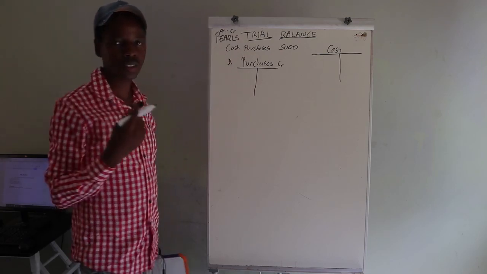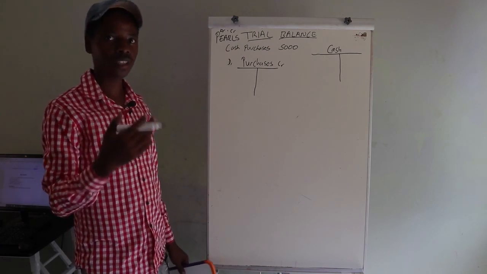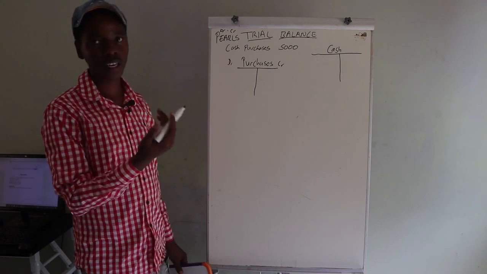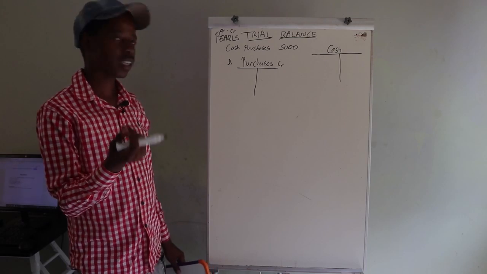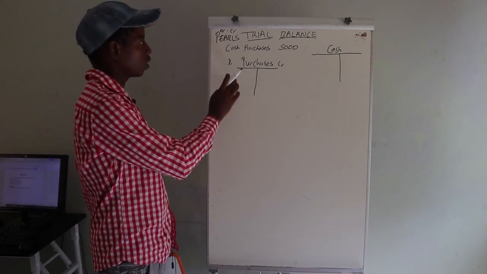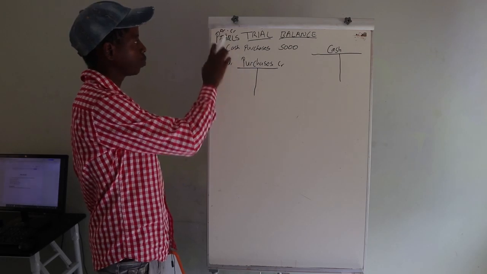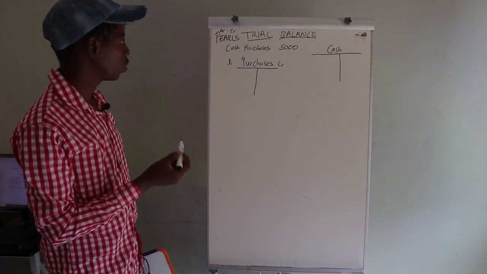So P is for purchases, E is for expense, A is for asset. And then we have R for revenue, L for liability, and S for sales. Now, let's look at purchases. Purchases fall under debit. So what are we going to do?